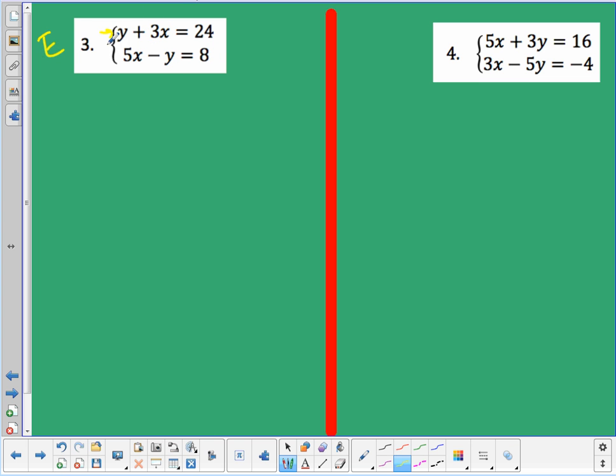So in this top equation, I need to switch the order of the x term and the y term. So it's going to look like 3x plus y is equal to 24. Then the bottom equation is going to stay the same: 5x minus y is equal to 8.